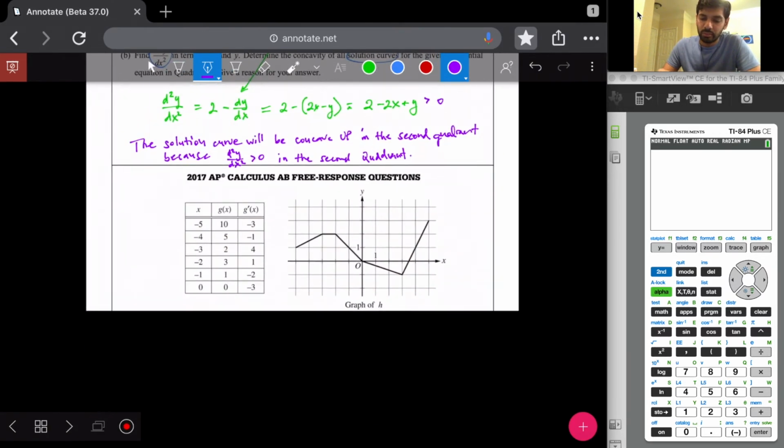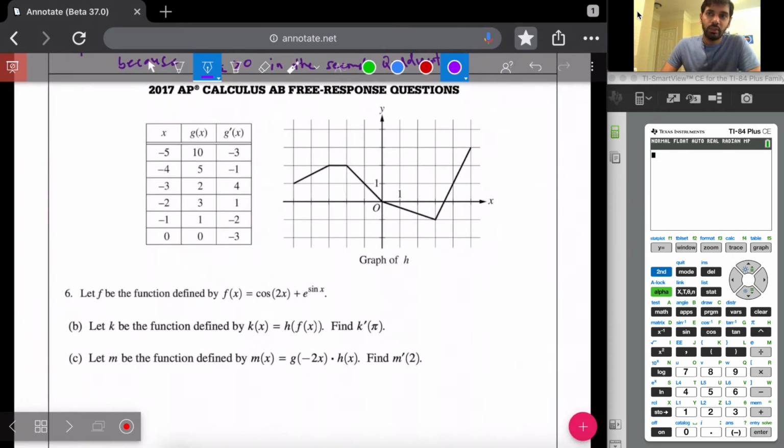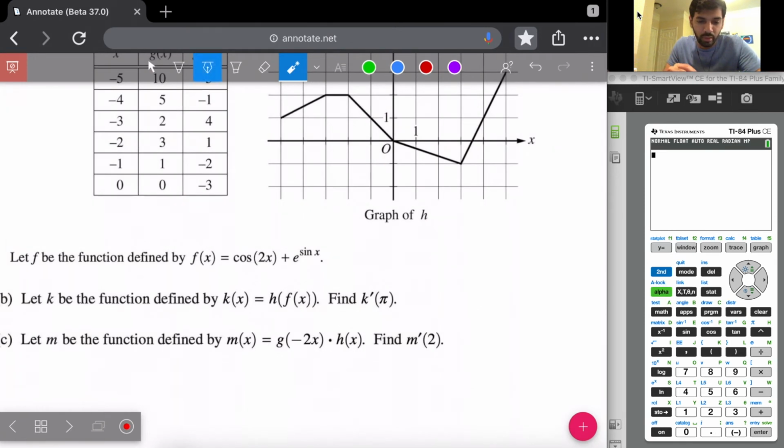Okay, let's move on to the next problem. This is number 6B and 6C from the 2017 AB test. The problem gives us a table with g and g prime values for those two columns. It also gives us the graph of h, and an equation for f of x. Part B asks us to find k prime of pi, and it gives us that k of x is h of f of x, and I want to take the derivative of that. So I'll do the work for part B over here off to the side.